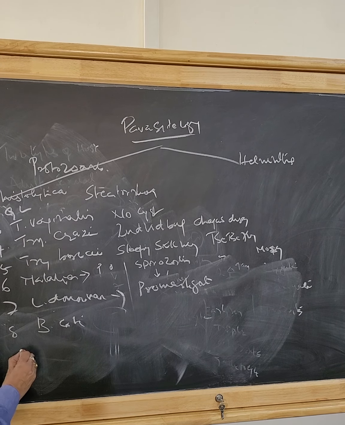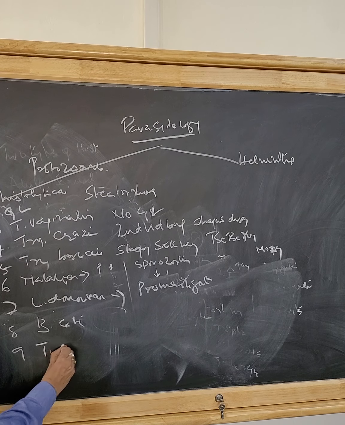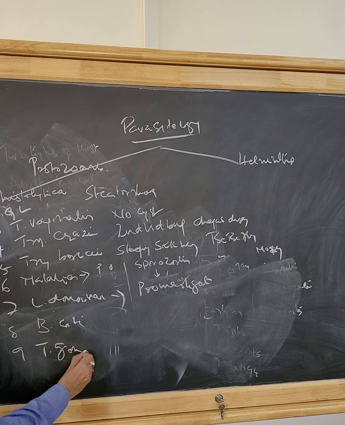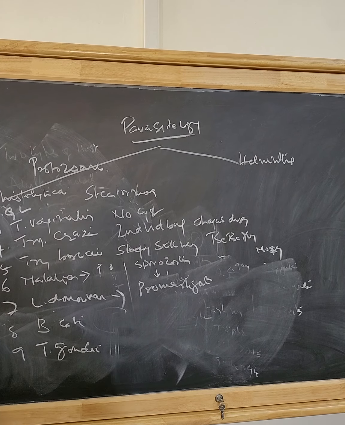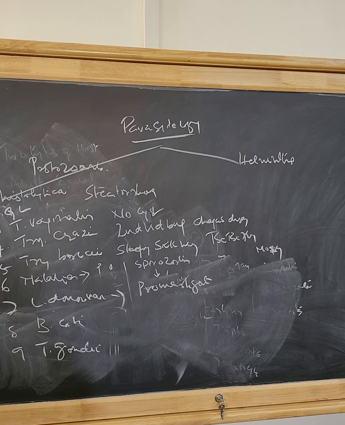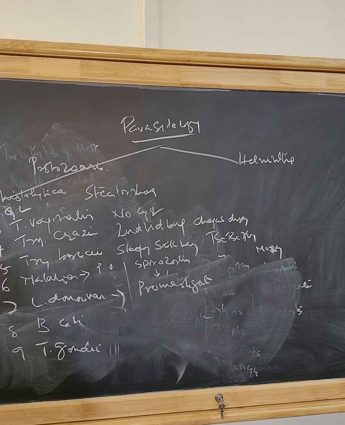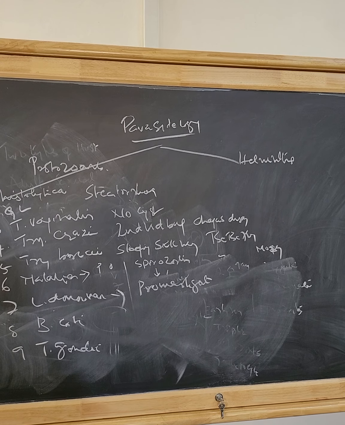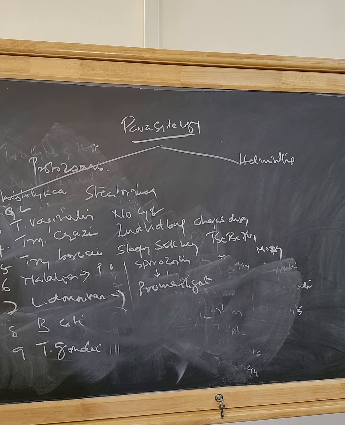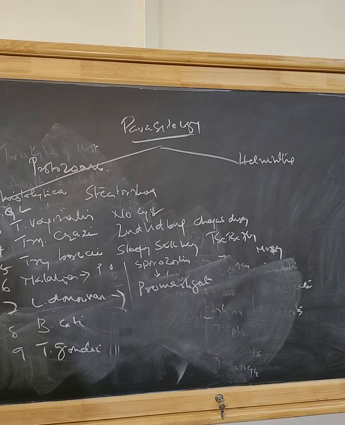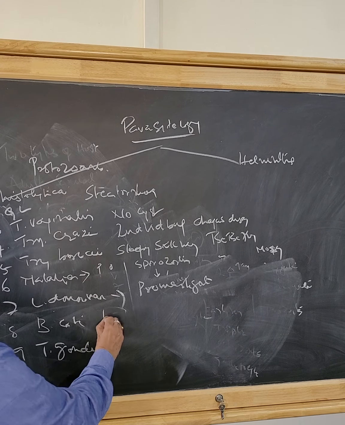Next one is Toxoplasma gondii. Man gets infected by consumption of food and water contaminated with cat's feces. If it happens in the first trimester of pregnancy, it gives rise to congenital toxoplasmosis leading to blindness, deafness, and mental retardation. It's very dangerous.